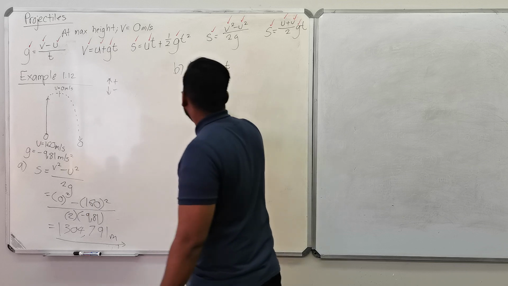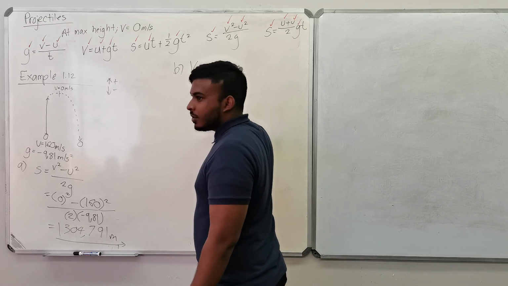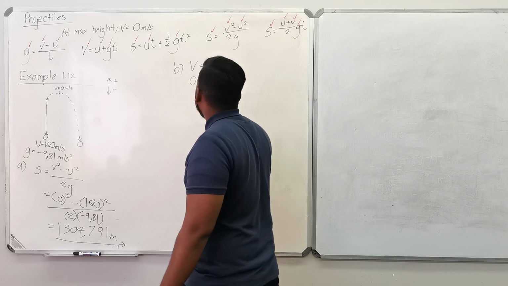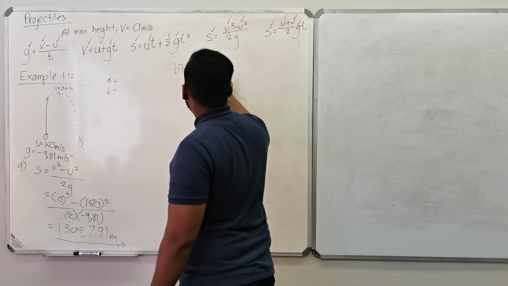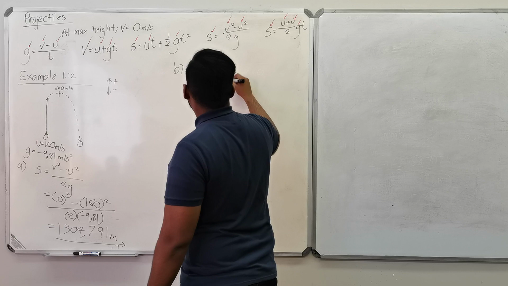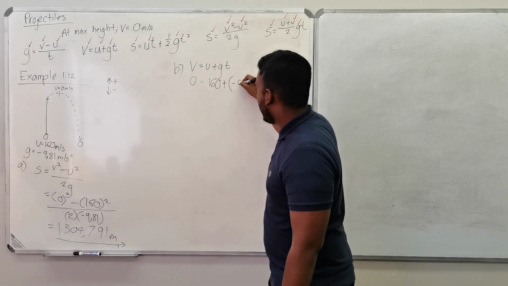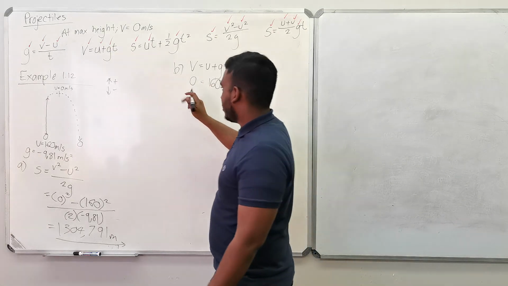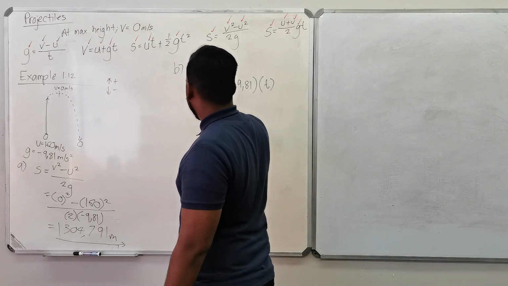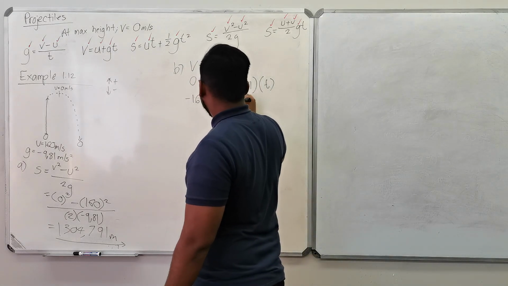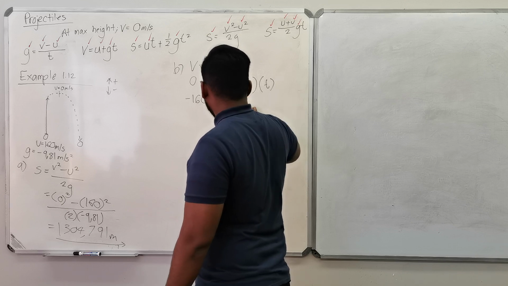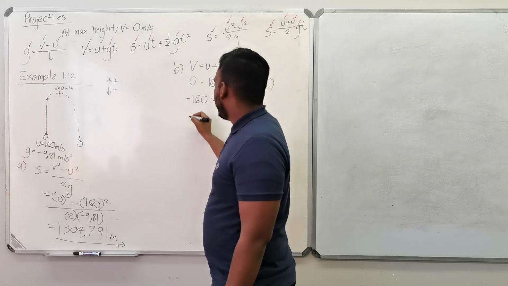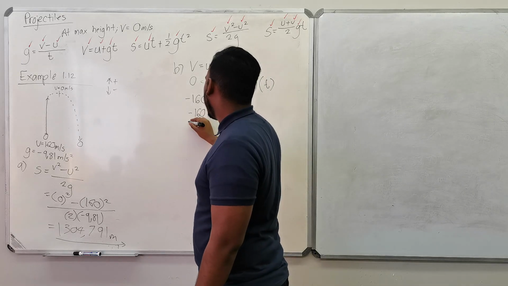Your final velocity is 0 because we're working with the time taken to reach maximum height. Equal to initial plus -9.81 times 10. You take this across, so it will be minus 160 equal to minus 9.81 t. You divide by this, and you get 16.3. I use a calculator.